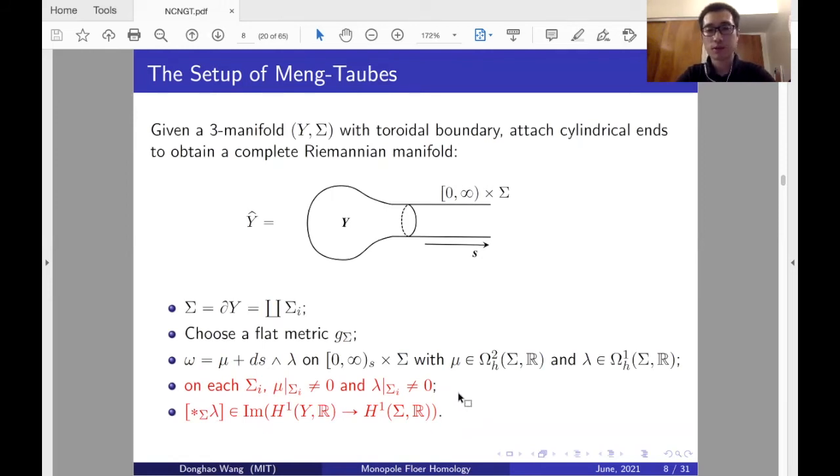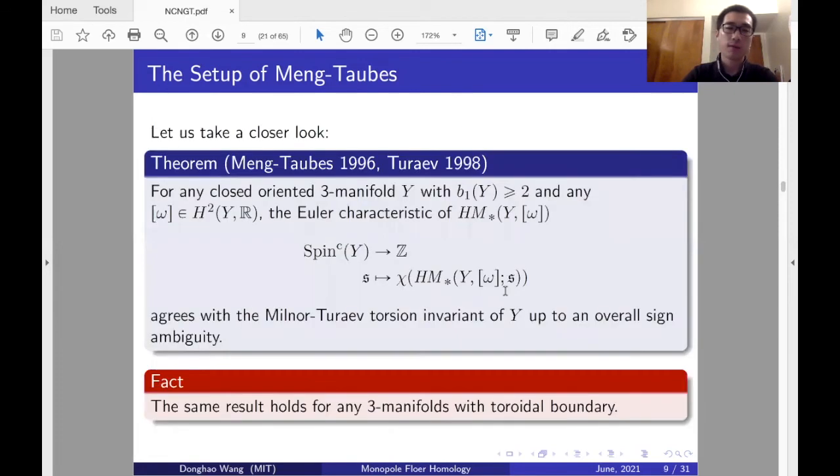As I mentioned earlier, this setup is borrowed from this seminal paper of Monopole's. We have already seen their results before, which says for any closed oriented three-manifold with b_1 at least 2, this graded Euler characteristic function will recover this torsion invariant of Y. The fact is, in the same paper, they prove the same result for any three-manifold with toroidal boundary. So their results are actually much more general.